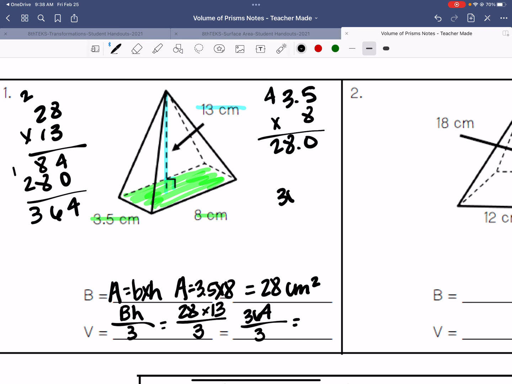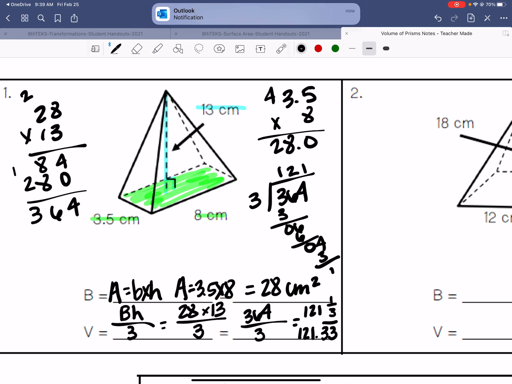So 364 divided by 3, that's 1, 2, 1, with 1 left over. So that's going to be 121 and 1/3 if we left it as a fraction, or 121.3 repeating. Either one.